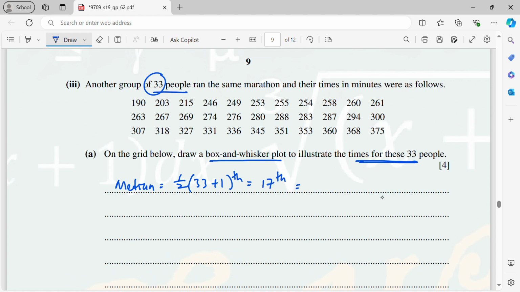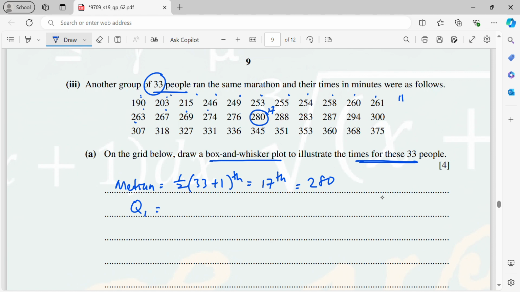That is our median. So 1, 2, 3, 4, 5, 6, 7, 8, 9, 10, 11, 12, 13, 14, 16, 17. So it will be, sorry, 1, 2, this is 11. Here is 11, 11 plus 6. So 1, 2, 3, 4, 5, 6. This is 17, so 280.